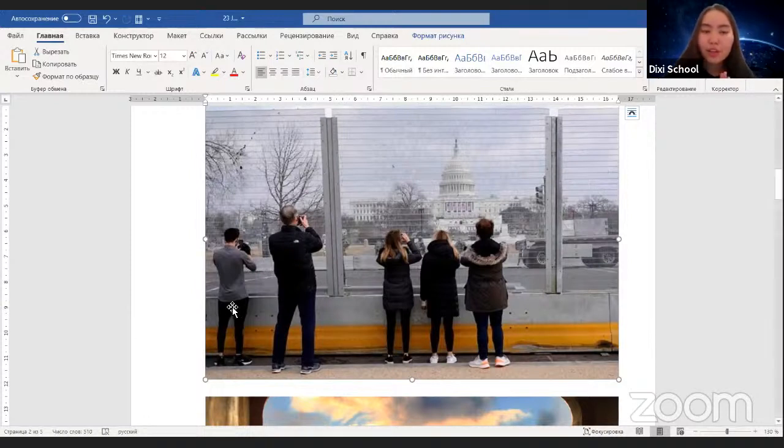For example, when you look at the picture, you cannot actually see that these are tourists here. But why have you decided? Because they are taking photos, right? Why do you think that this is the White House? Because, for example, it is quite famous how it looks like, right?